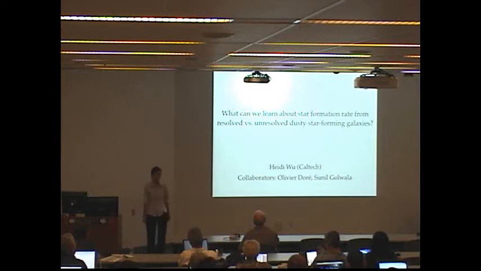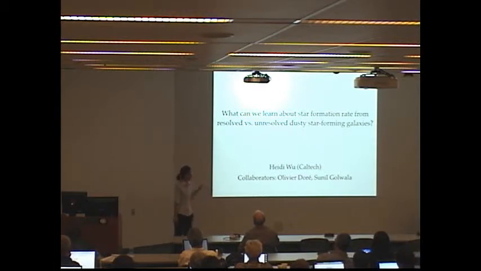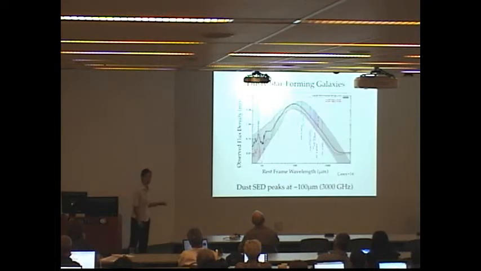Good afternoon, everyone. Today I'd like to talk about dusty star forming galaxies. These galaxies produce lots of UV photons, but 90% of the photons are absorbed by dust and re-emitted in far infrared. And because the far infrared is really long wavelength, it's really difficult to resolve these galaxies. So today I'm going to talk about how we learn about star formation rate from resolved versus unresolved dusty star forming galaxies. And first, just a quick reminder of the property of dusty star forming galaxies.